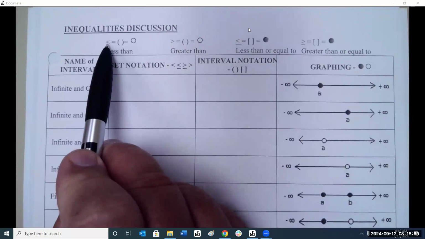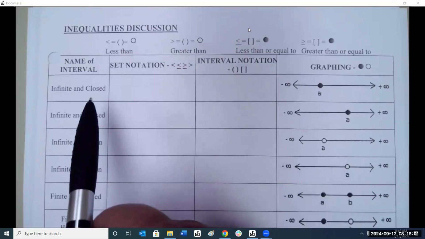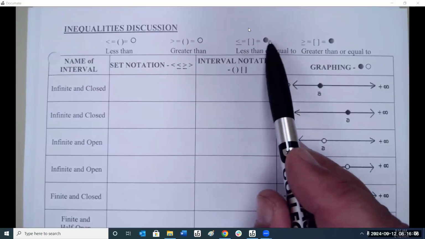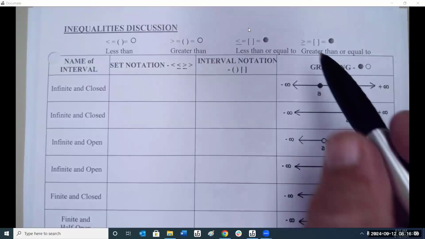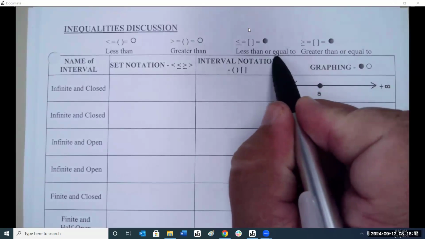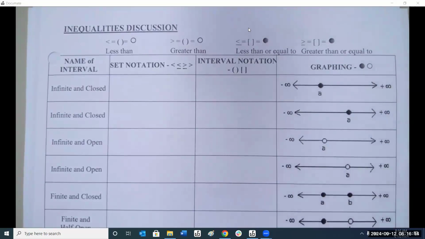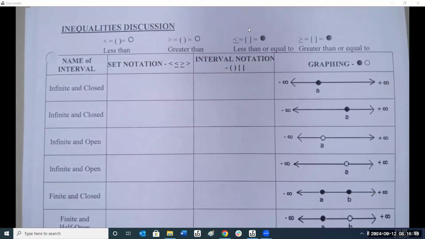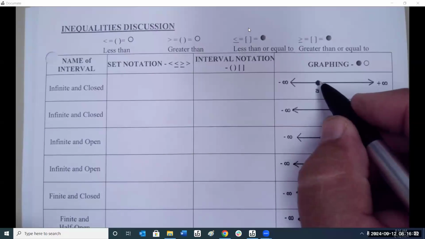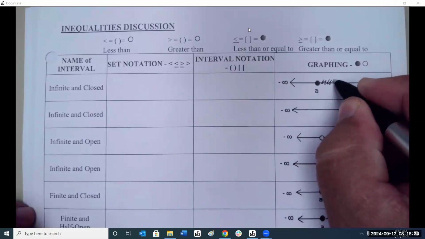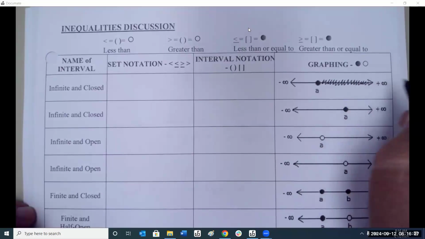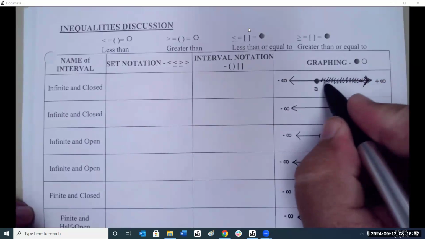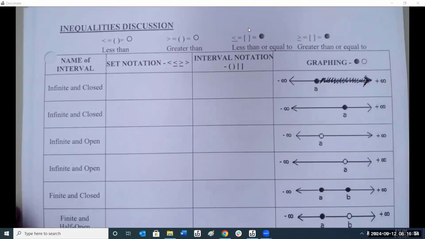So you see the less than is the same as the parentheses, it's an open circle. The greater than, parentheses, open circle. Less than or equal to is a bracket, closed circle, and greater than or equal to. So the solid dot means it's equal to. It can be equal to. So I gave you the graphs. Those are the easiest ones that we're used to seeing. So what this is looking for... What does this squiggly line represent?